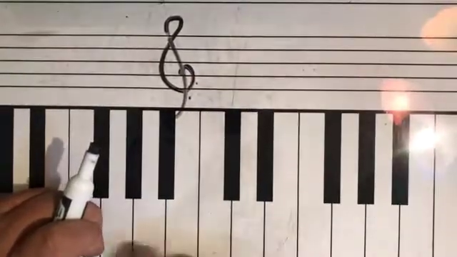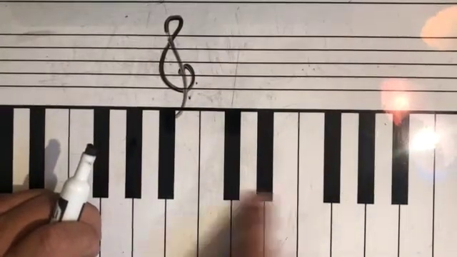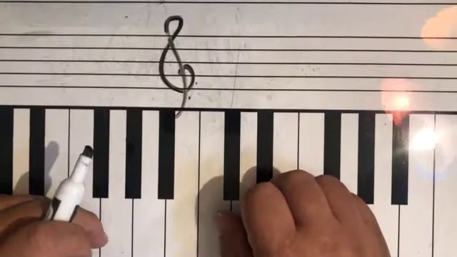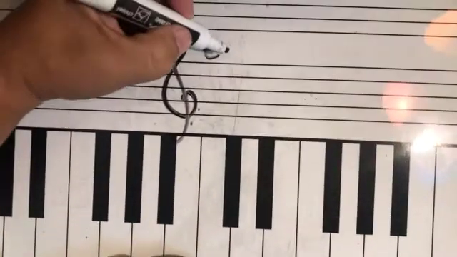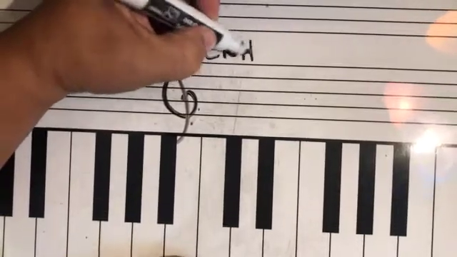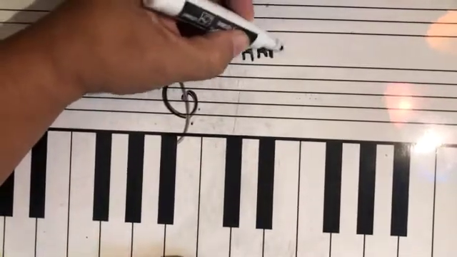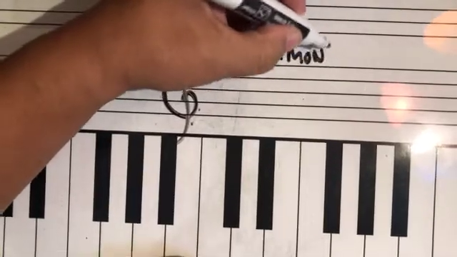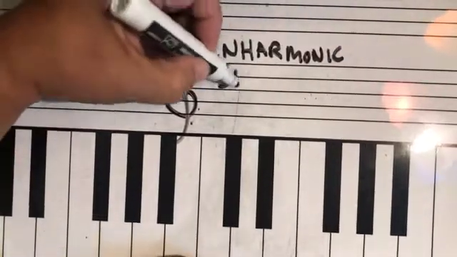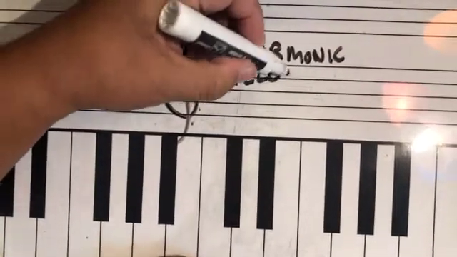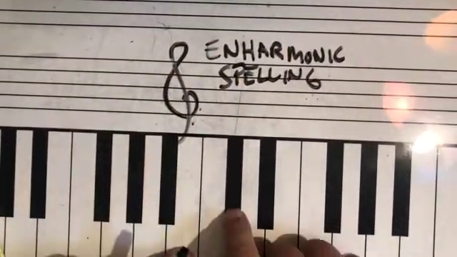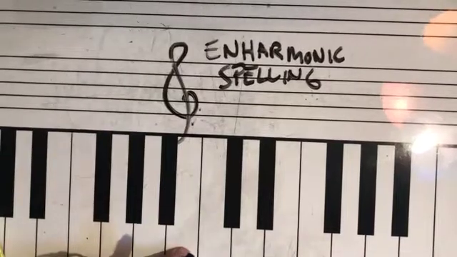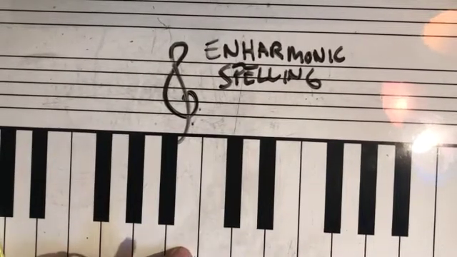The point is that all of these notes on the keyboard and on an instrument can have more than one name. We call that enharmonic spelling. So enharmonic spelling is when a note has more than one name, and that happens like this: C sharp, D flat, F flat, and E, right?